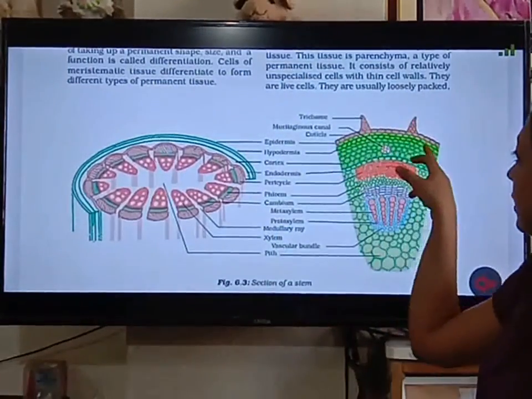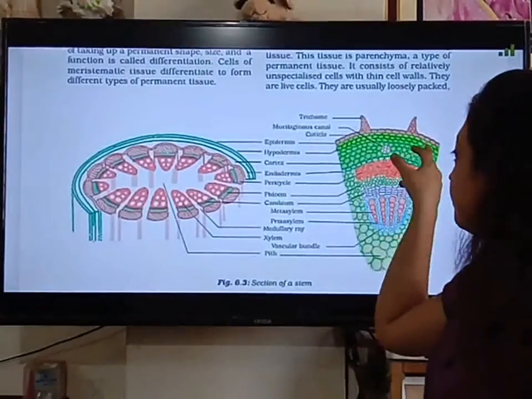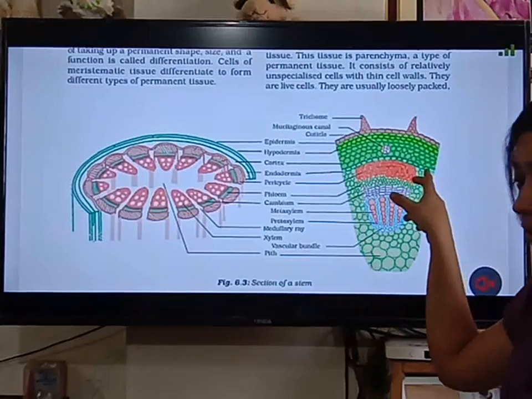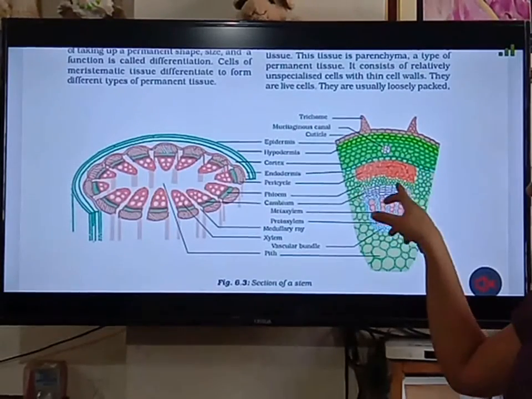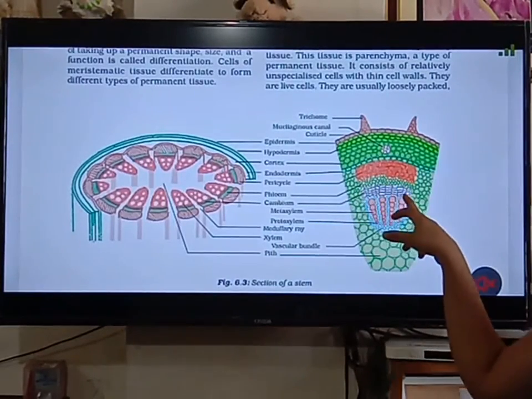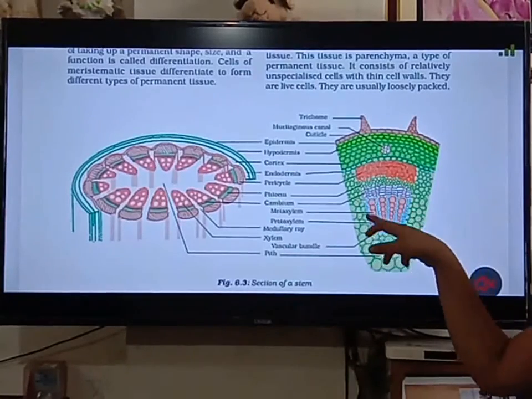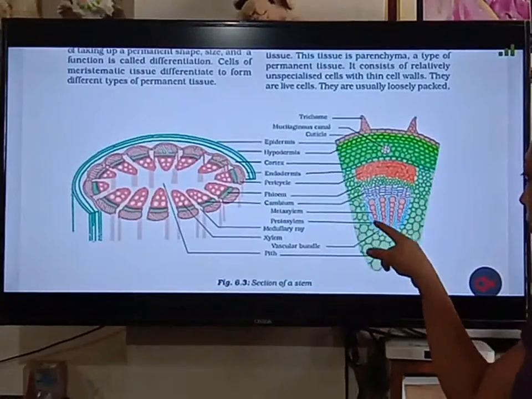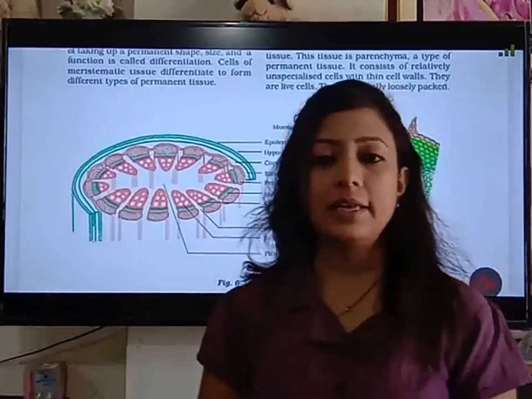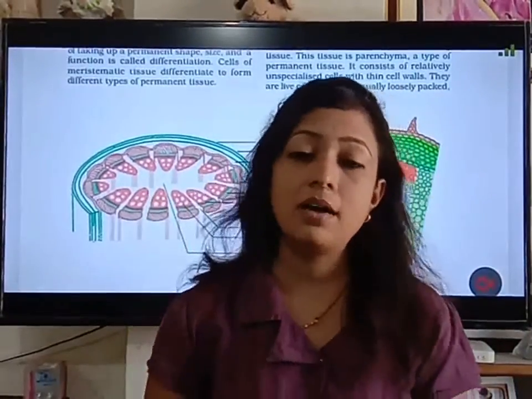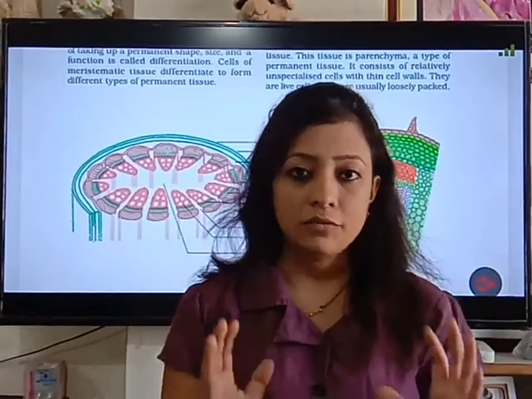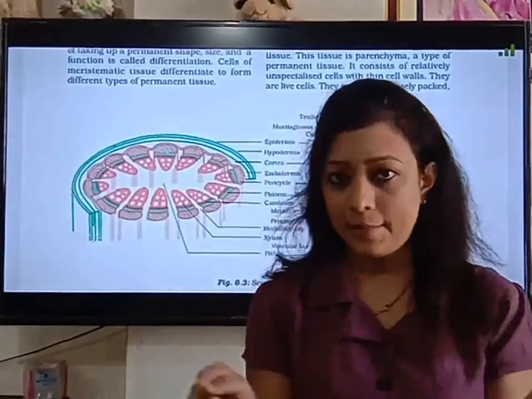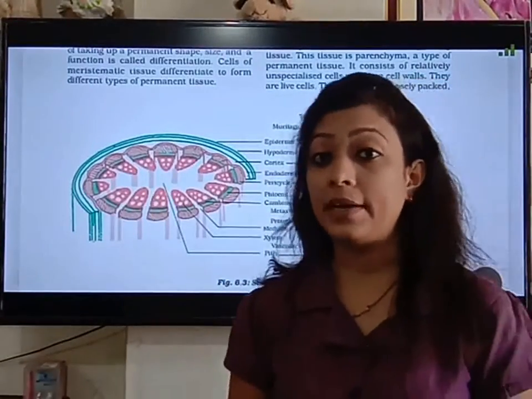So outer covering is called epidermis. Next is the hypodermis, cortex. Inside that endodermis is there, and then the pericycle is there, then the phloem, then vascular bundle, and here the xylem vessels are there, and around this xylem vessel, which are shown with the blue color, these are the xylem parenchyma, xylem tracheid and xylem fiber, which are supportive in nature, and they also help in a sideway conduction of the material. So that we are going to discuss in coming topic in detail.